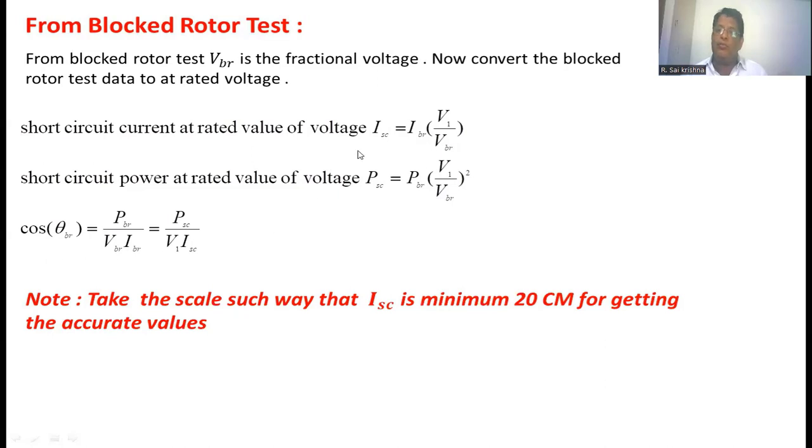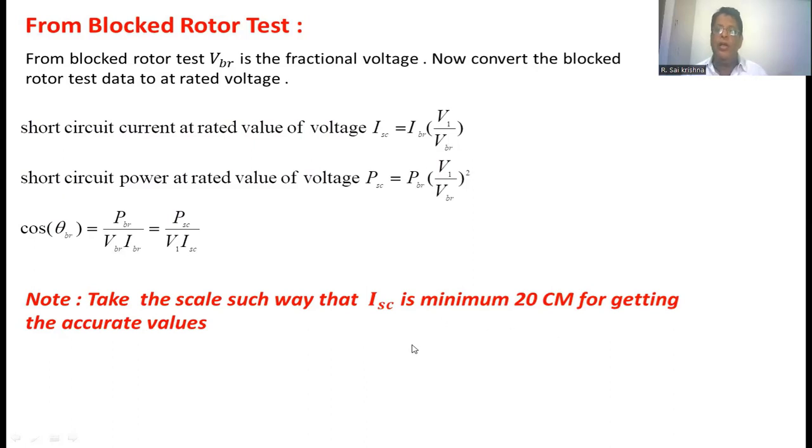Now we want to represent these quantities in a graph, so we have to take the scale. How do you take a scale? The short circuit current will be taken as 20 centimeters for getting accurate values. Suppose you are getting I_S as 100 amperes. Now you take 5 amperes as 1 centimeter. Then the total current will be represented by 20 centimeters. In that manner, you have to take the scale for the current. In the same manner, you have to convert the no load current taken by the induction motor into centimeters also, by using the same scale.